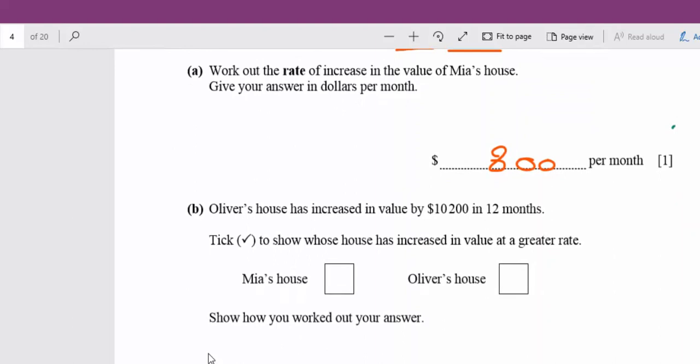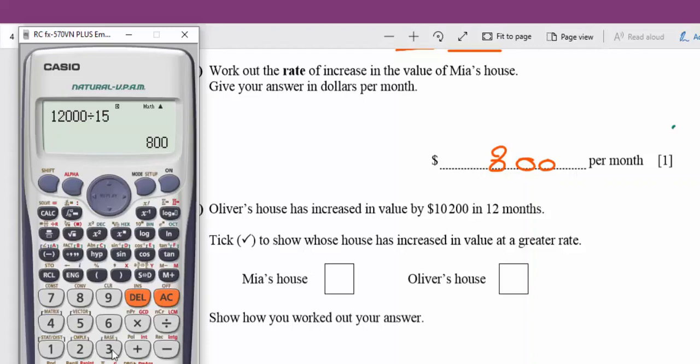Oliver's house has increased in value by $10,200 in 12 months. Tick to show whose house has increased in value at a greater rate. Then we have the rate for Mia's house. We have to calculate the rate for Oliver's house by dividing this increase.